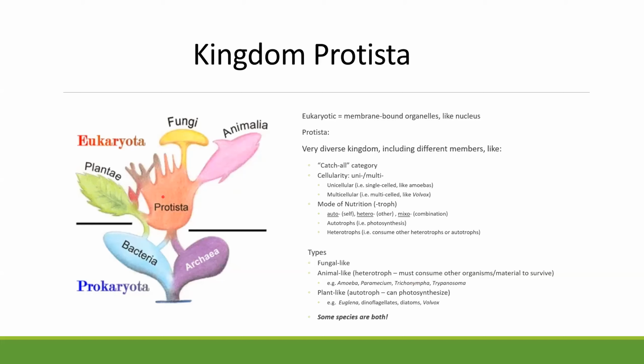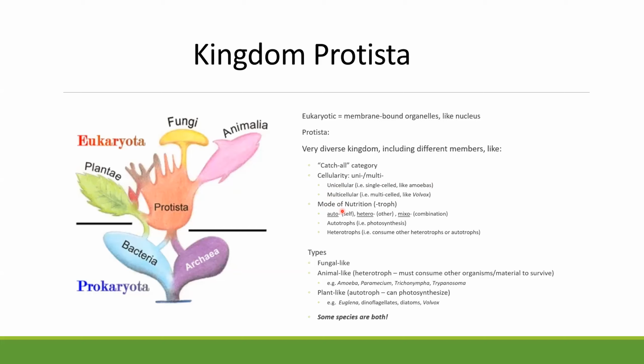This is a very diverse kingdom. And as we discussed earlier, it is a catch-all category. If it does not fall into the animal, fungi, or plant category, it automatically gets clumped into protista. It's very diverse when it comes to whether it is a unicellular or multicellular organism. A unicellular organism would be, for example, amoebas, which I will show you in the next slide. We also have some multicellular organisms.